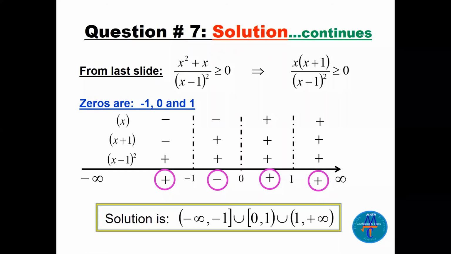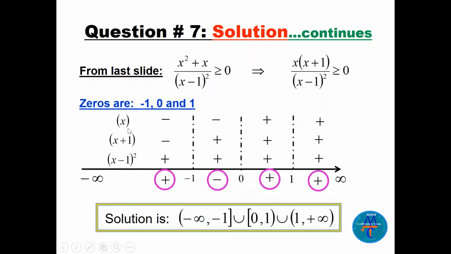Now from the last slide, we get x squared plus x over x minus 1 all squared greater than or equal to 0. We continue factoring up and down, it's already factored. Remember guys, it's already factored, leave it. So x plus 1, x minus 1 squared. Now we take all the zeros, 0, minus 1, and 1. We put them all on the table: minus 1, 0, and 1. Remember x minus 1 squared? We have to put it on the table, all pluses.